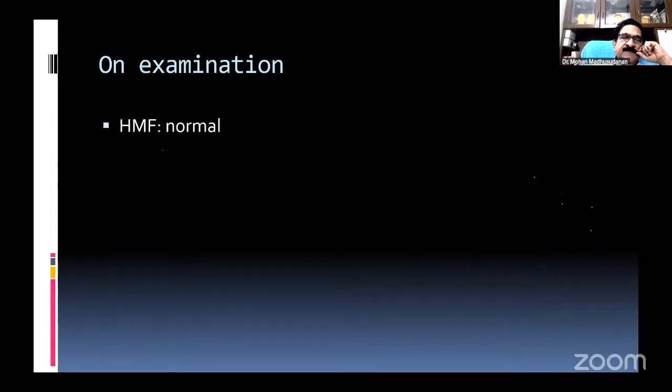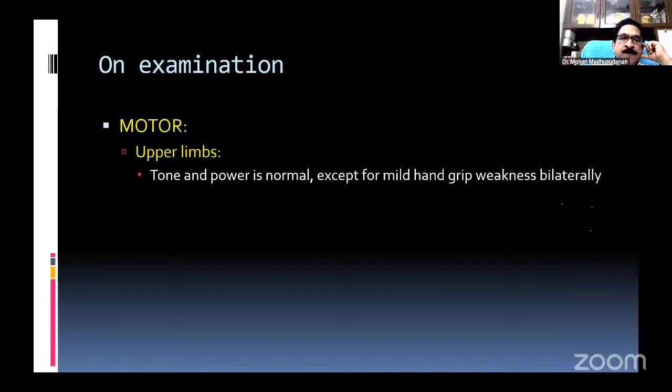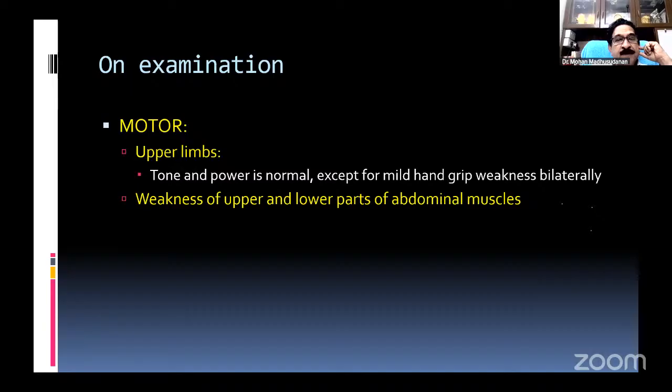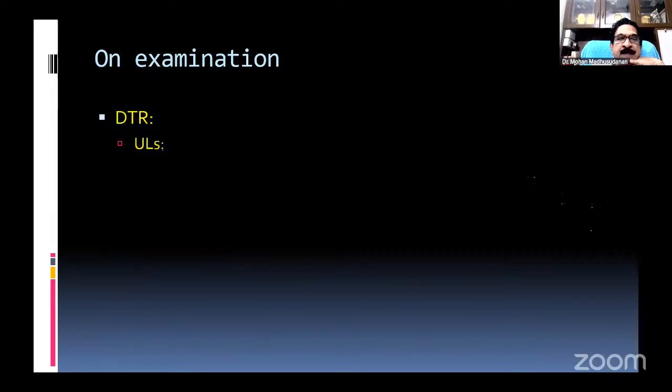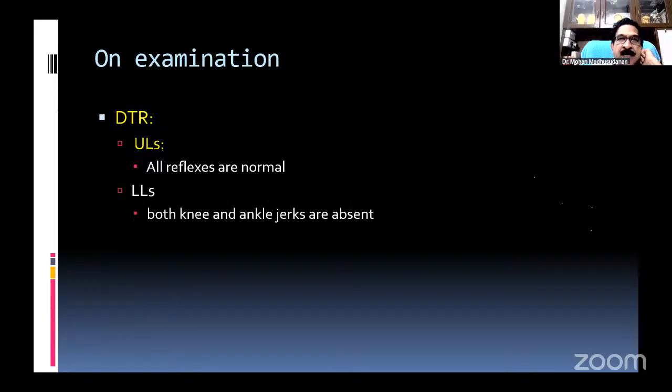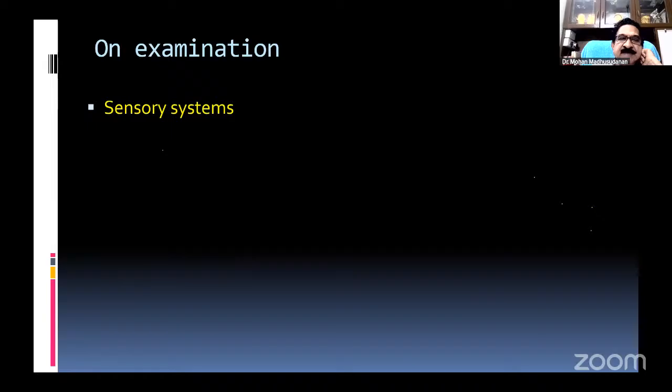So on examination, higher mental function is normal, cranial nerves all normal, upper limb tone and power normal except for mild hand grip weakness bilaterally. Weakness of upper and lower parts of the abdominal muscles. Babinski negative. Hypertonia in both lower limbs. Grade 0 power of all muscles of both lower limbs. DTR upper limbs all normal on the biceps side. Lower limb both are absent. Abdominal absent. Plantar mute. Sensory touch is able to feel in the lower limb.